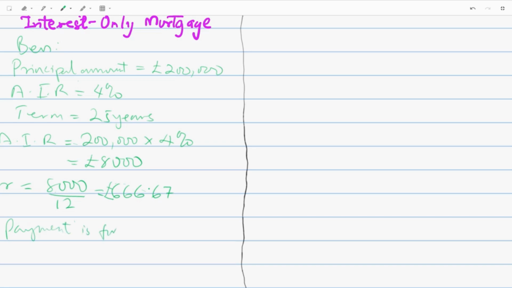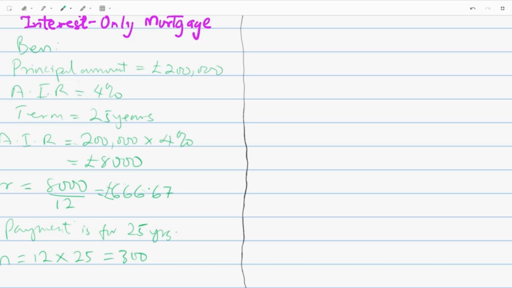We do know that the payment is for 25 years. Now, we know that the monthly interest rate is £666.67. And N, we do know that is the total number of payments. Usually, because it's 12 times the number of years, which is the term, that should be 300.